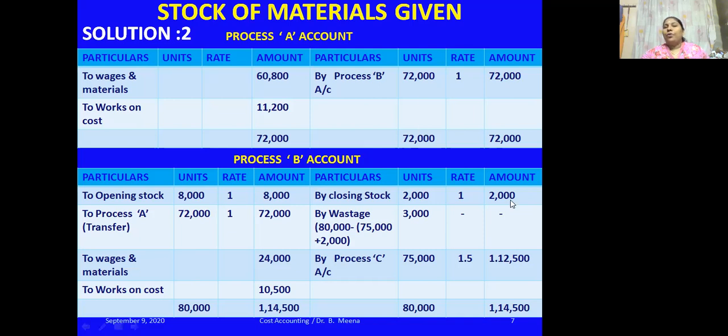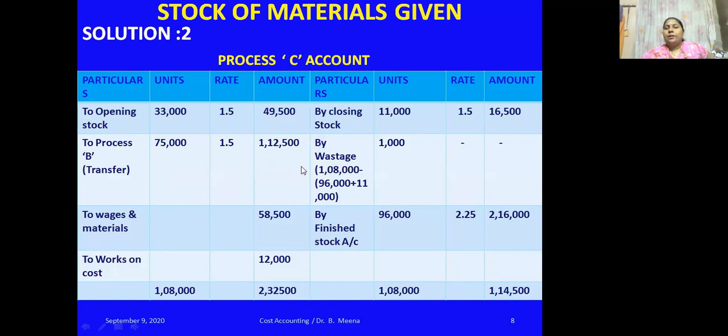The amount column total is coming as 1,14,500. What is the amount so far I credited? 2,000. So what is the balancing figure? 1,12,500. I repeat, 1,14,500 is the total of the debit side, and 2,000 is the amount so far I credited. So 1,12,500 is my balancing figure. That is the cost of the output of process B. How do I calculate the rate per unit for this process B output? 1,12,500 divided by 75,000. Then I get the rate per unit as 1.5. So this is the way we can prepare process B.